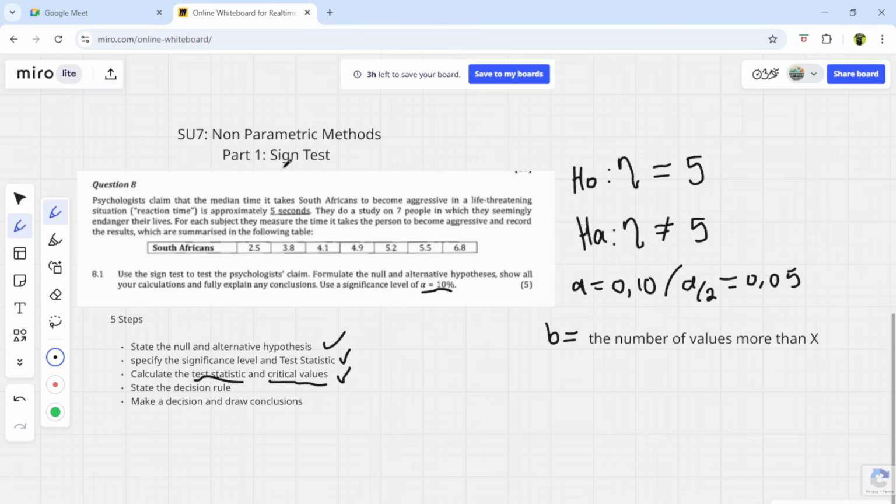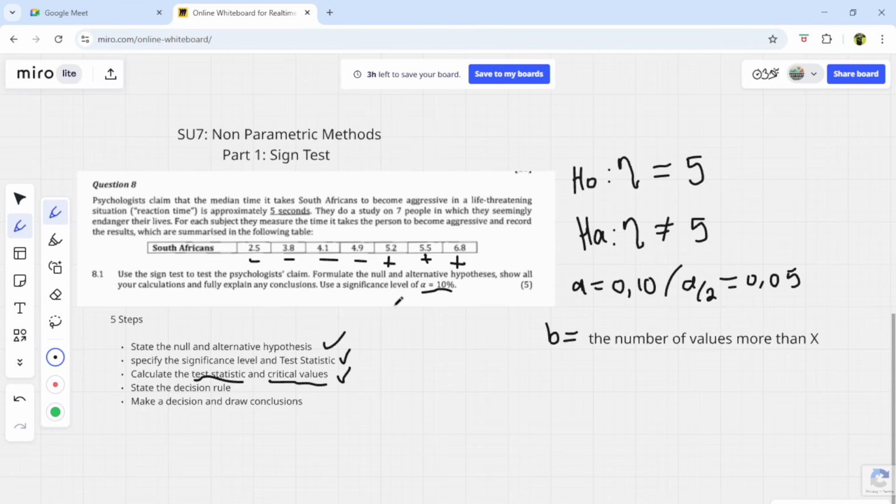Since this is called a sign test, we're going to put a sign for each and every number in our data values. In this case, they put them in ascending order, so it's going to be easier to do it. So the first one is going to be a minus because it's less than 5. This one is a minus as well. This one is a minus. This one is also a minus. And then this one is going to be a plus. This one is a plus. And then this one is a plus.